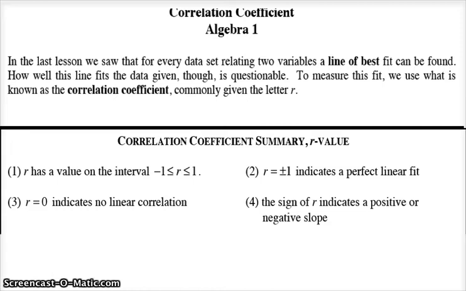A correlation coefficient just tells you how close your data is to the line that you've created to represent this data. And that correlation coefficient is represented by the letter R. So let's just take a second to highlight, please. You can stop and highlight those pieces.